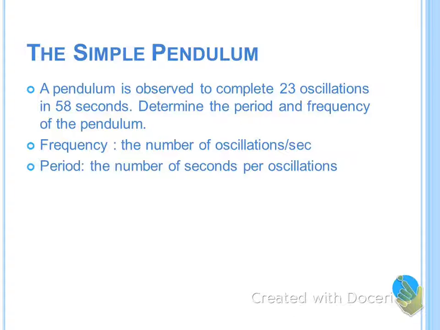We had a few of these on our homework yesterday. A pendulum is observed to complete 23 oscillations in 58 seconds. We want to find the period and the frequency, right? And you guys kind of overthought this problem a lot, and it's realistically just a division problem. That's it. Okay? So we want to find period and frequency.